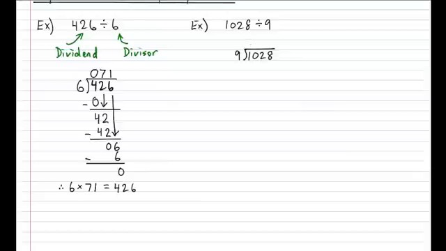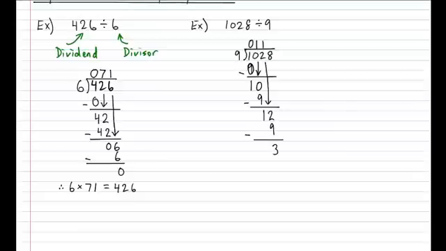Alright, 9 goes into 1 0 times. 0 times 9 is, whoops, sorry, 0 times 9 is actually 0. Do your subtraction. And then bring down the next number in the dividend. 9 goes into 10 once only. So 1 times 9 is 9. Subtract. Bring down the next number in your dividend. 9 goes into 12 only once. 1 times 9 is 9. Subtract.